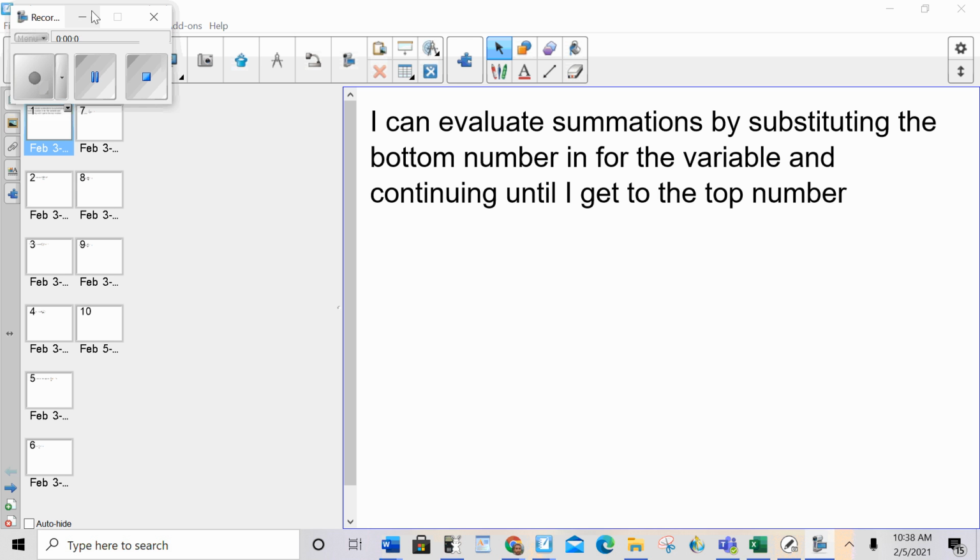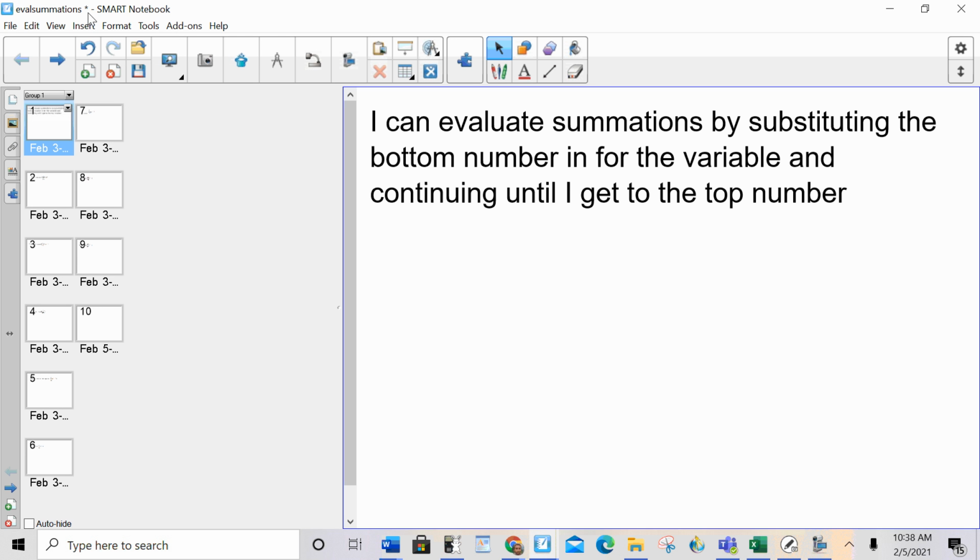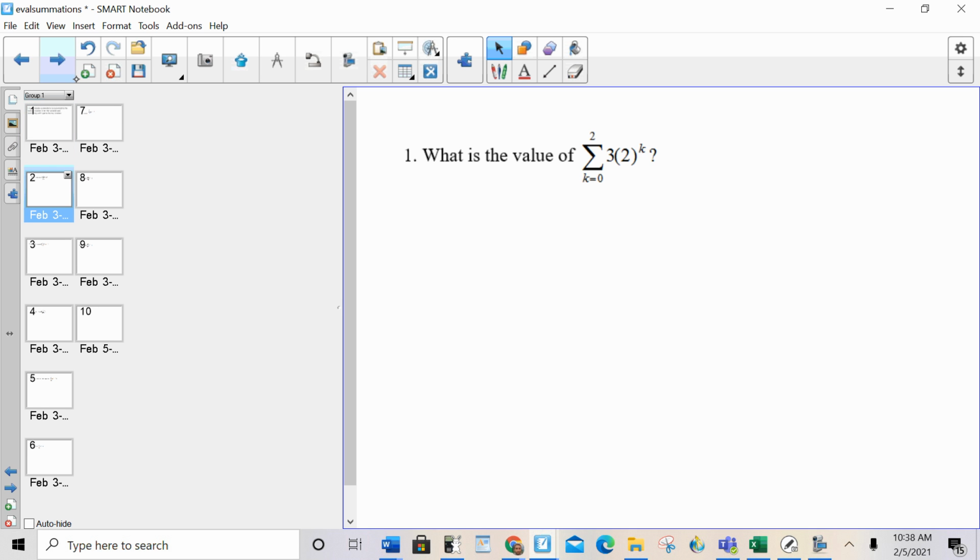Hello everybody, today I can evaluate summations by substituting the bottom number in for the variable and continuing until I get to the top number. So this is a fun little quick lesson. You may see this in the future in some college courses, and it's a pretty simple concept.